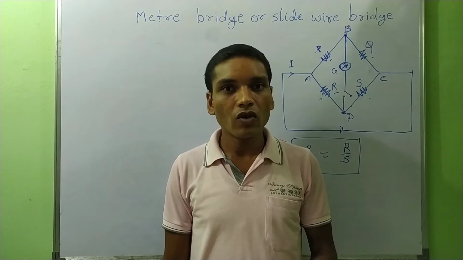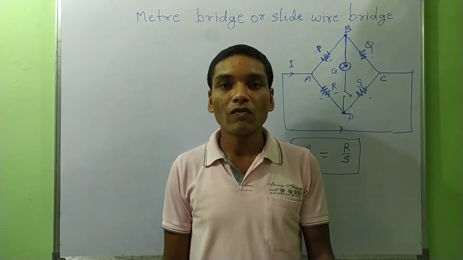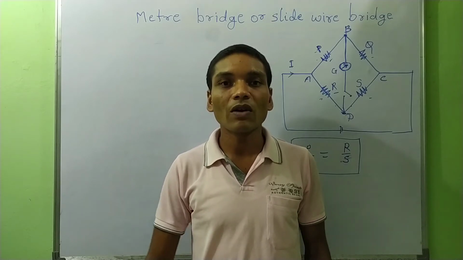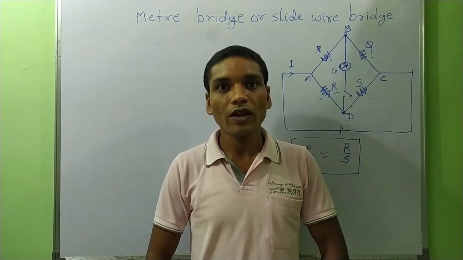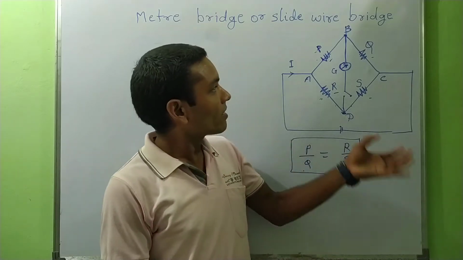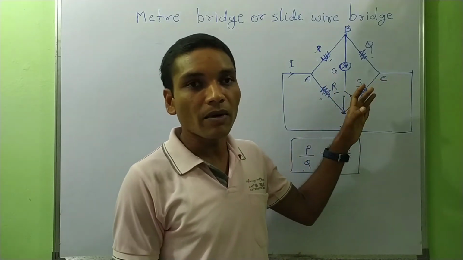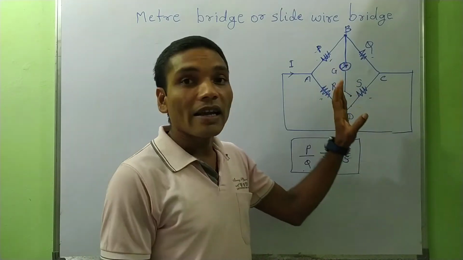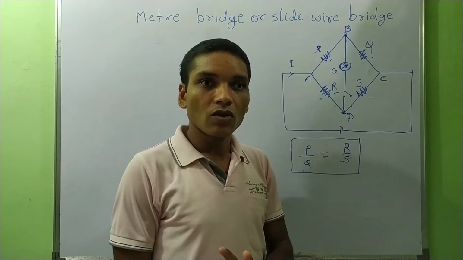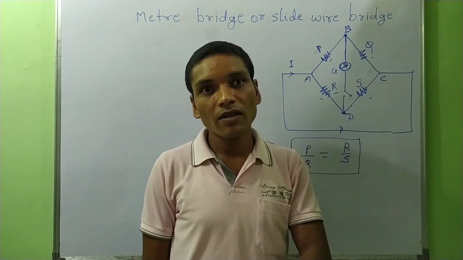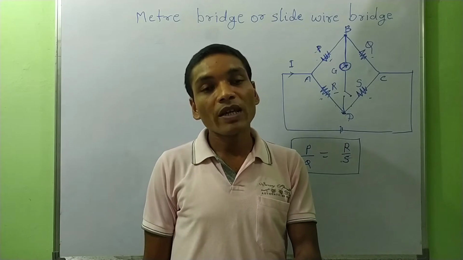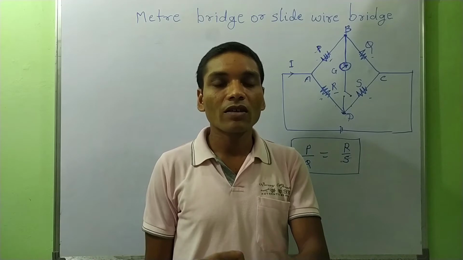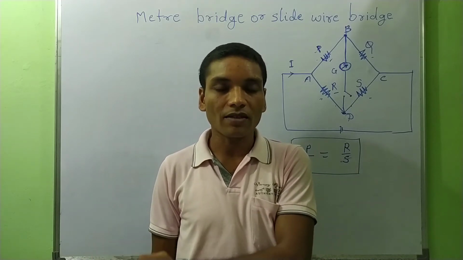So first of all you have to know what the principle of the Wheatstone bridge is. In the previous lecture we have already studied the principle of the Wheatstone bridge, so we are remembering it here. You know, Wheatstone bridges have 4 resistors, so the meter bridge should also have 4 resistors. So we will discuss the construction of the meter bridge.